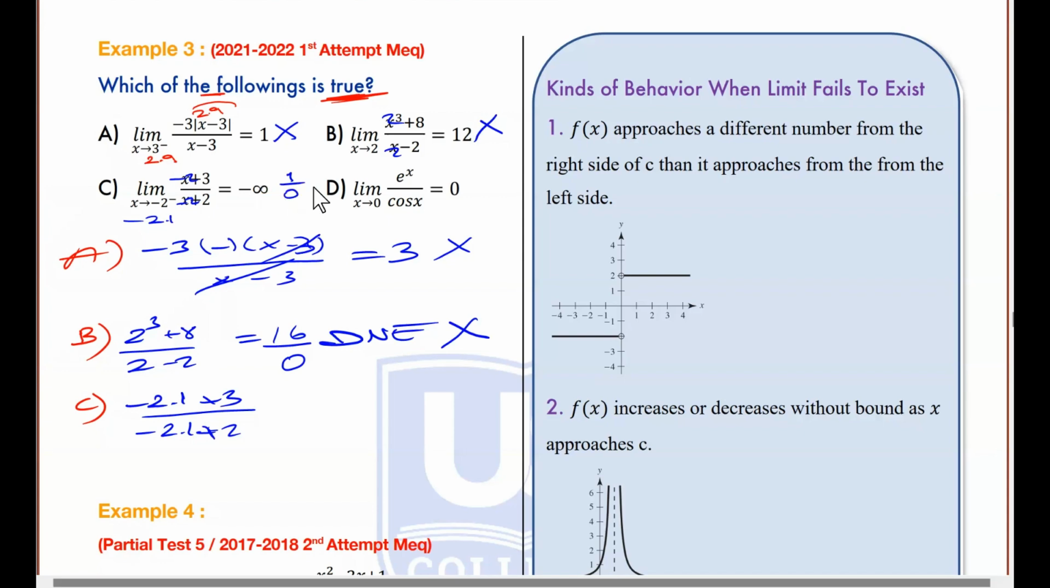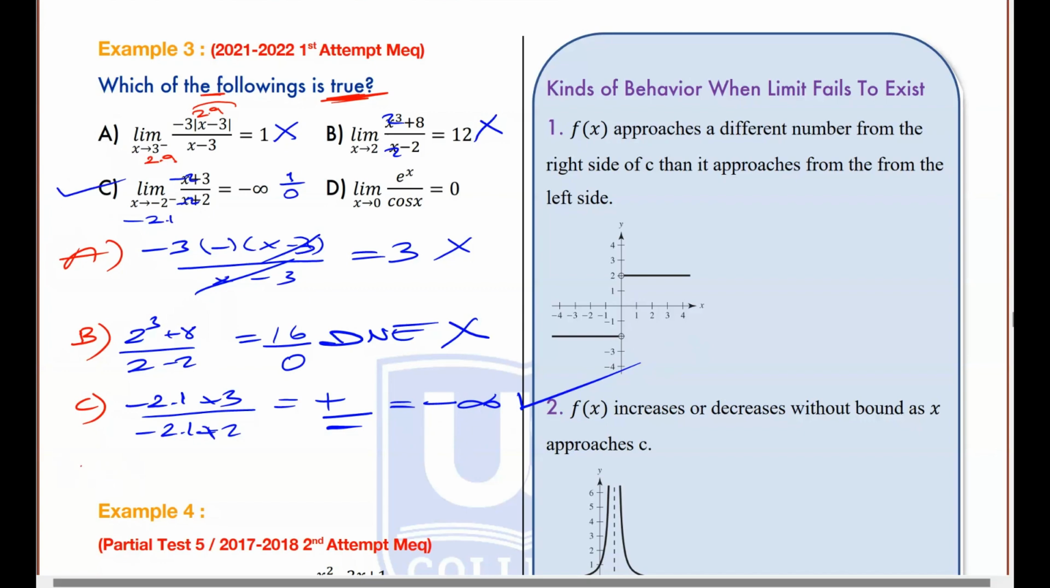Then to find the value of this limit, to find the sign of this infinity, we are using the number. So you use this number just to find the sign of the infinity. So negative 2.1 plus 3, it's a positive result. Negative 2.1 plus 2, it's a negative result. Positive over negative is negative. So the sign of infinity is negative. That checks, that's true. So C is true.